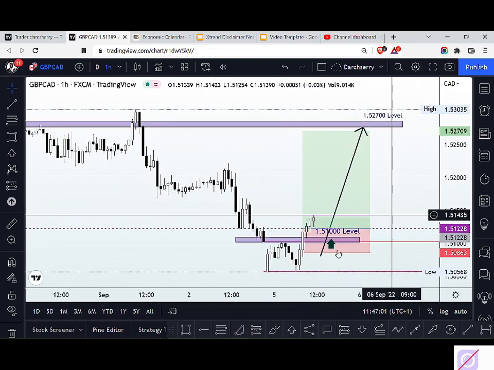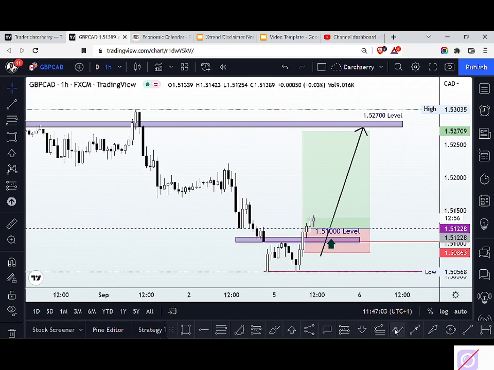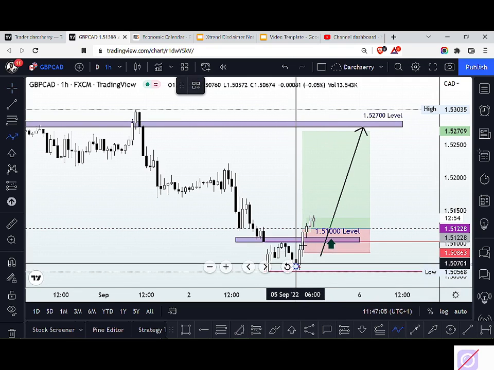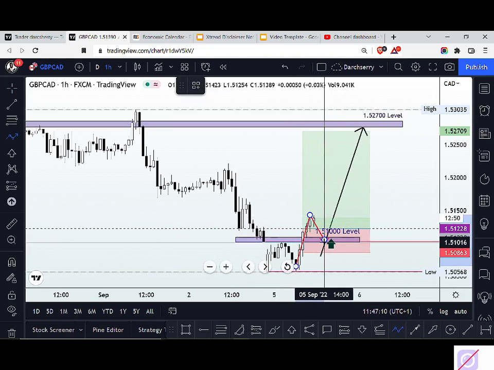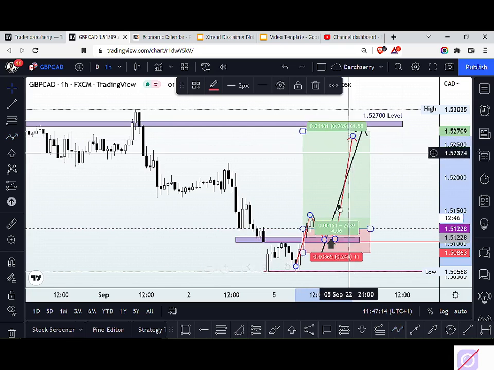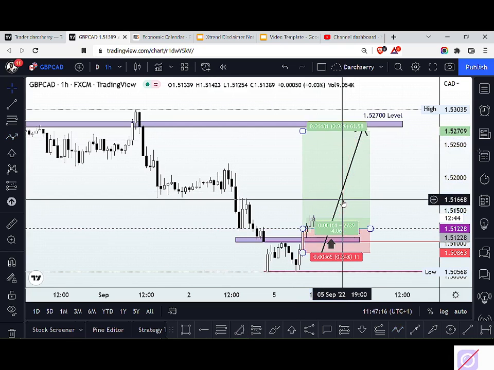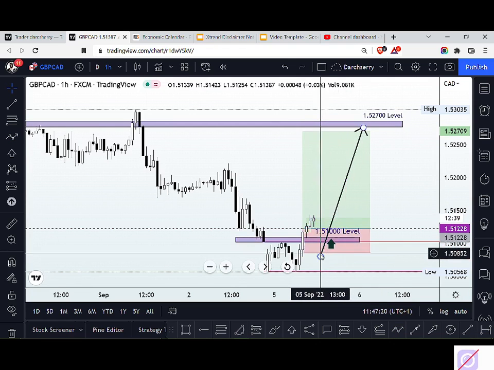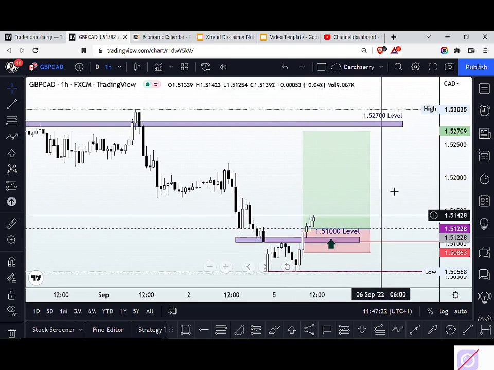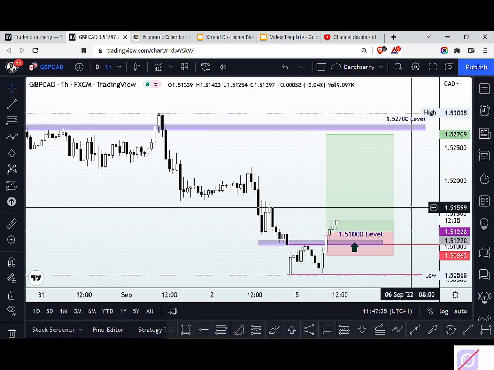And so with the identification of this neckline now, what we want to look for is this. If you had missed this move to the upside, then you want to wait for price to come back to give us further confirmation to join the rally to the upside. So now that we've identified a buy entry zone for our trade on the GBP CAD, where will our take profit target be?